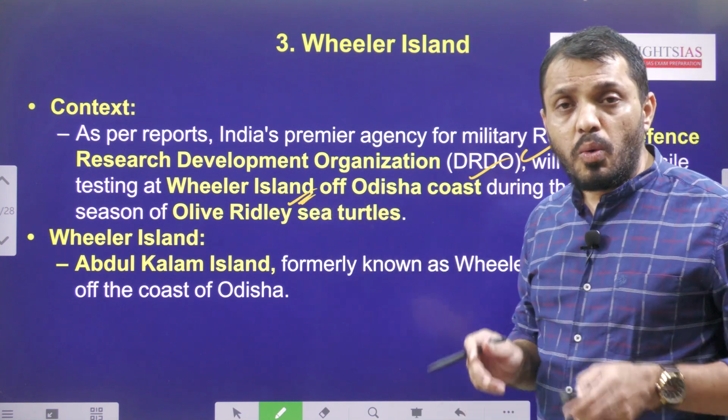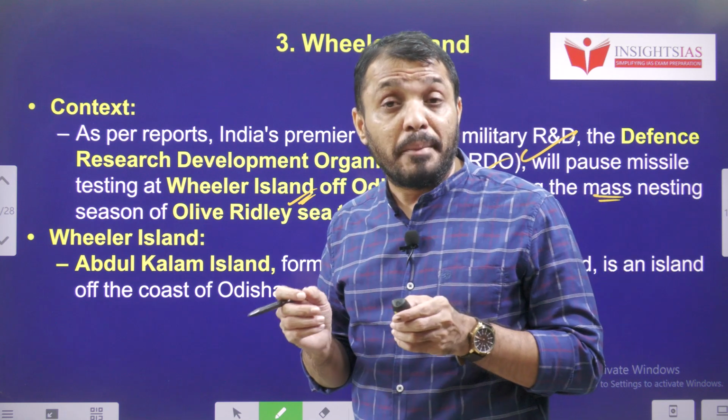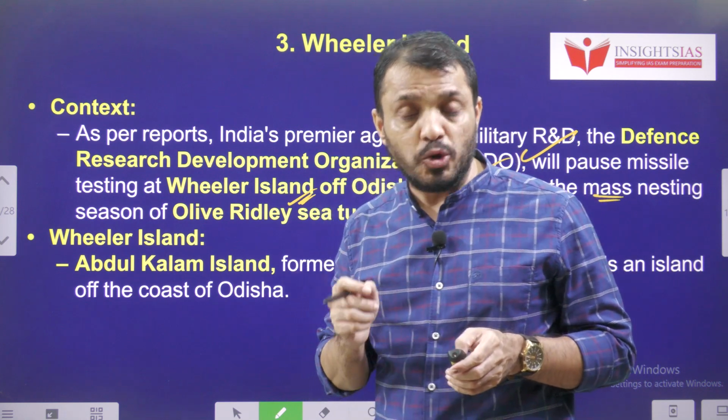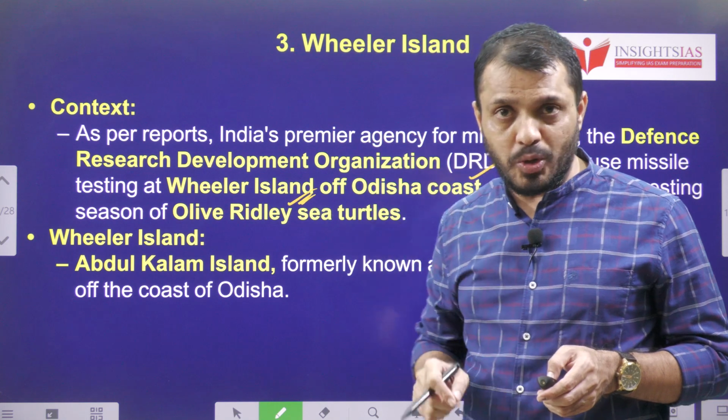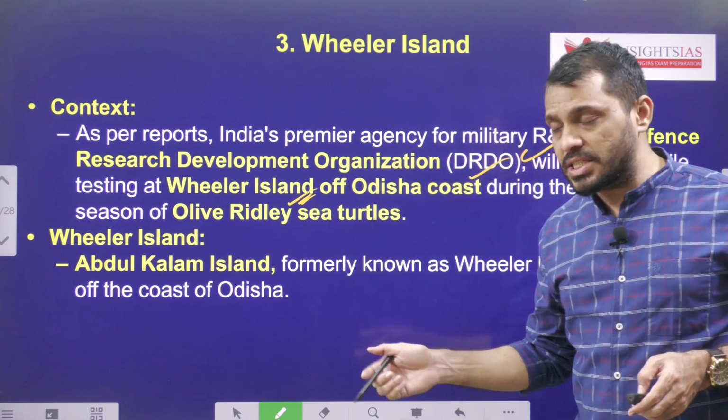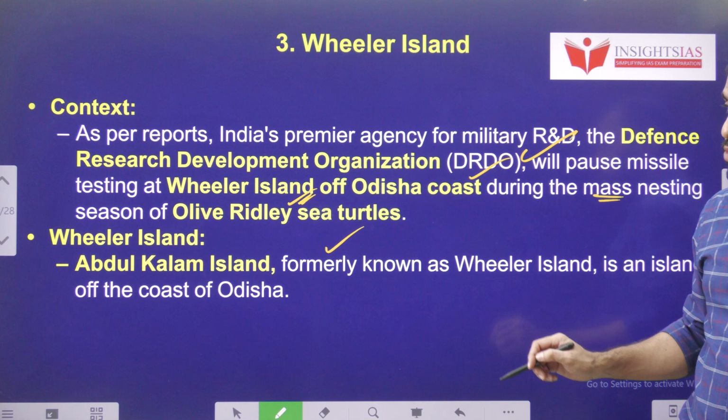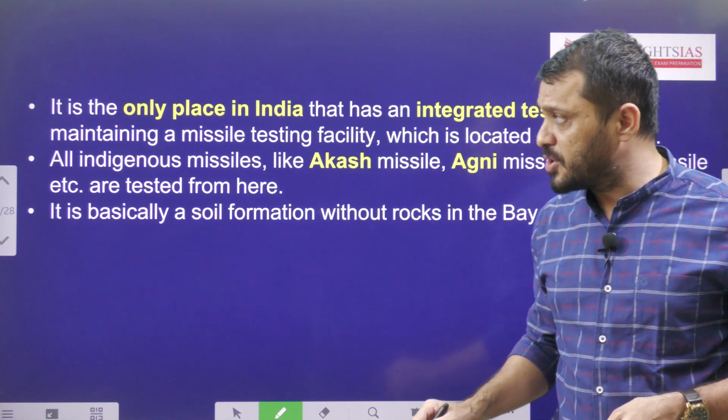Tell me, students, can you name any biosphere reserve present in Odisha? If you know any biosphere reserve in Odisha, put your answer in the comment section. Wheeler Island is popularly renamed Abdul Kalam Island in memory of APJ Abdul Kalam.